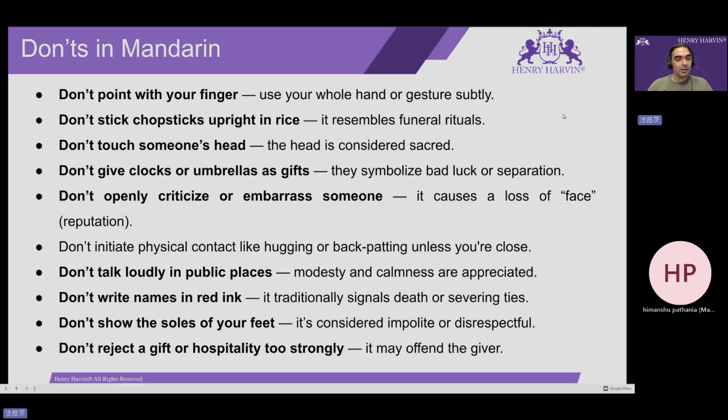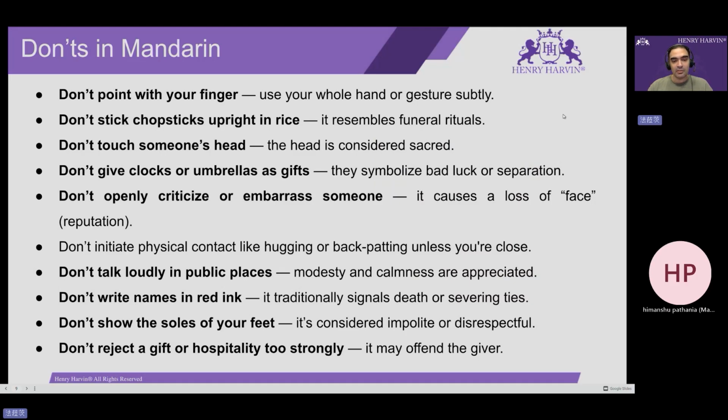And then we have don't talk loudly in public places, because modesty and calmness are very appreciated in this society. So usually you have to be very modest and calm in public places. Even if you want to talk or discuss something, try to use a polite approach. Try not to talk too loudly in public places, whether it is MRT, train, or wherever you are going, even in the markets. So try to talk with as low a voice as possible.